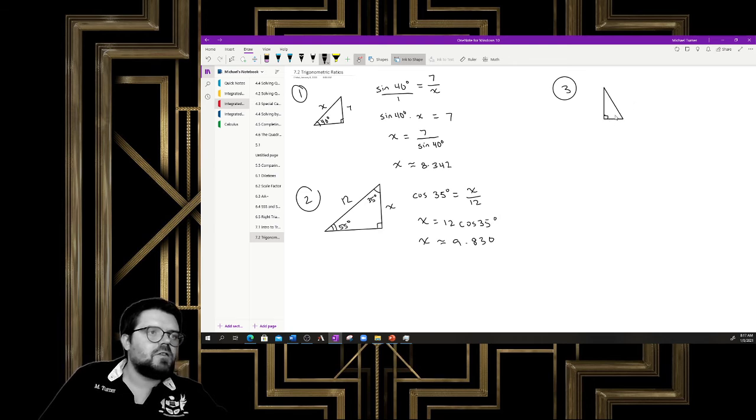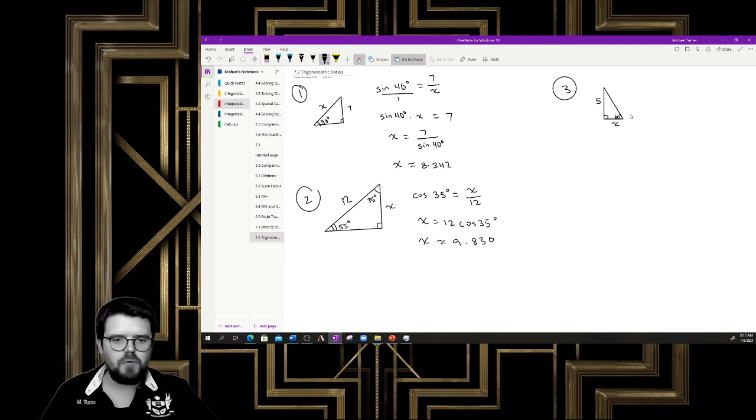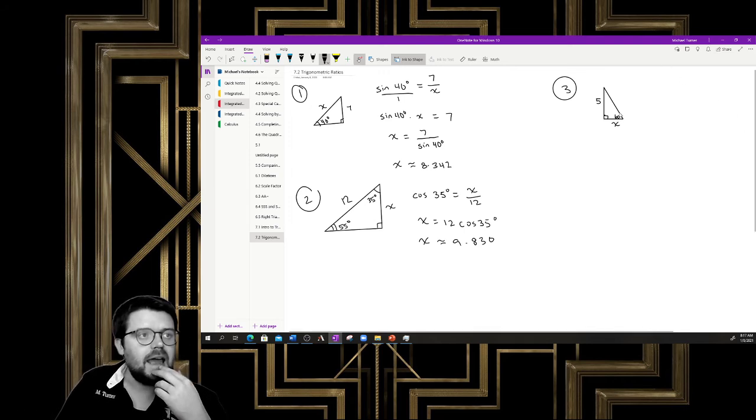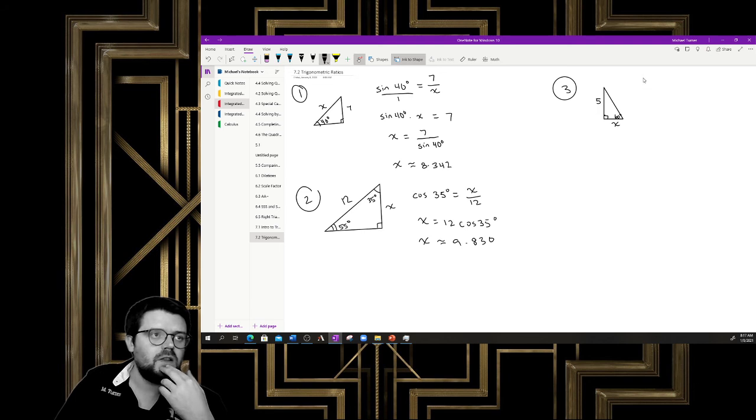So say I give you this angle as being 60 degrees. And let's say this side is 5. This side is the value that I'm solving for. So from here, I'm looking at 60 degrees. I have the opposite and adjacent side that I need to relate. That's tangent. So tangent of 60 degrees is equal to 5 over x.